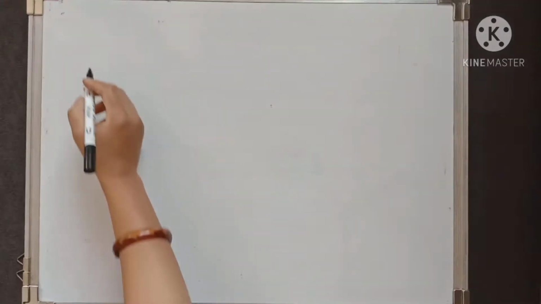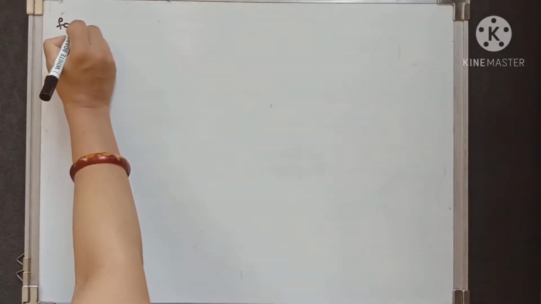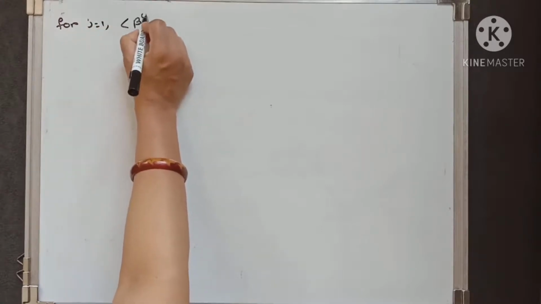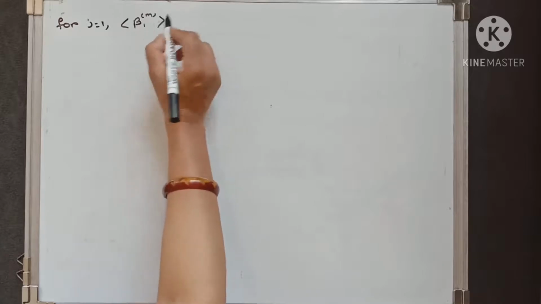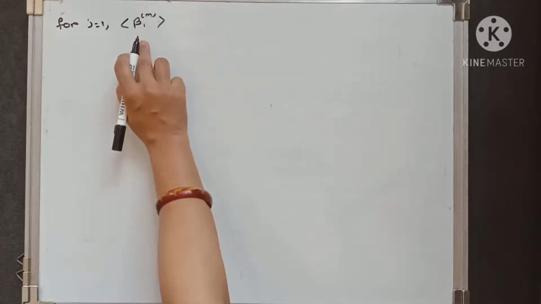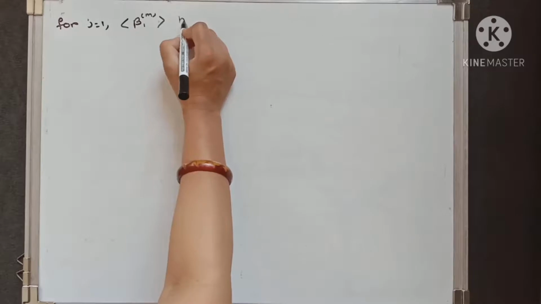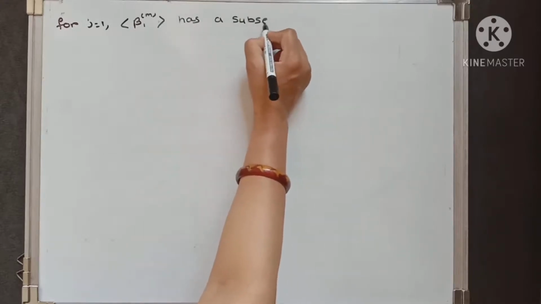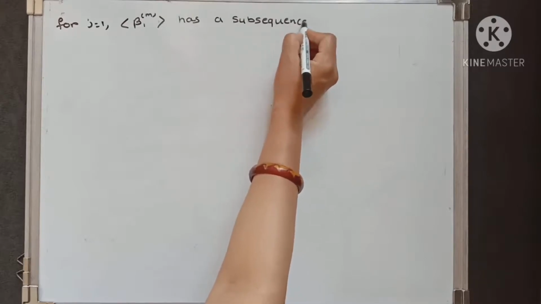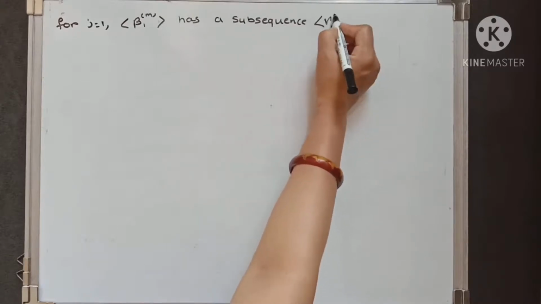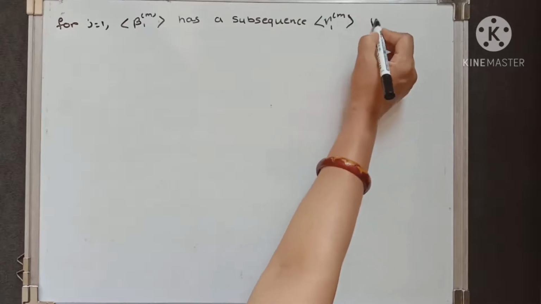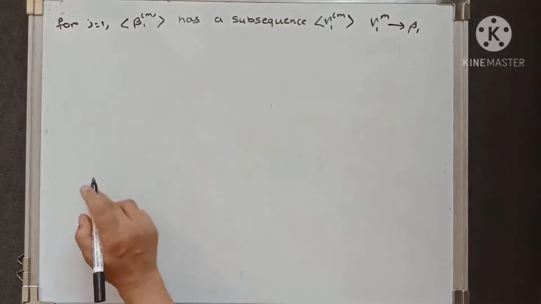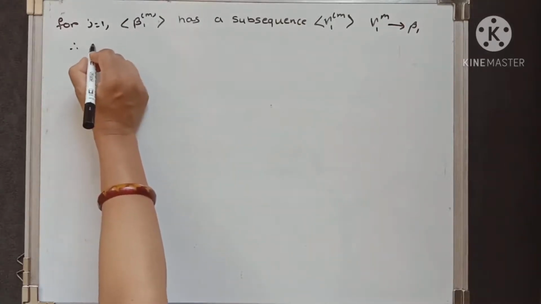I repeat the process again. As we get, for j equals 1 the sequence beta 1m is a bounded sequence, and by the Bolzano-Weierstrass theorem this sequence has a subsequence gamma 1m such that gamma 1m converges to beta 1 as m goes to infinity.